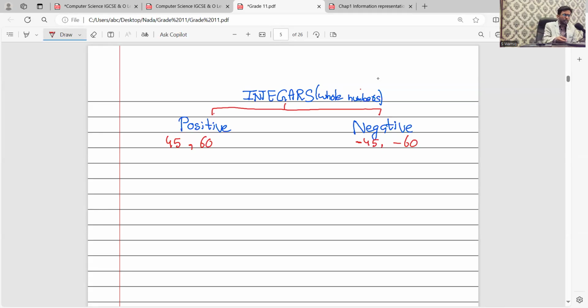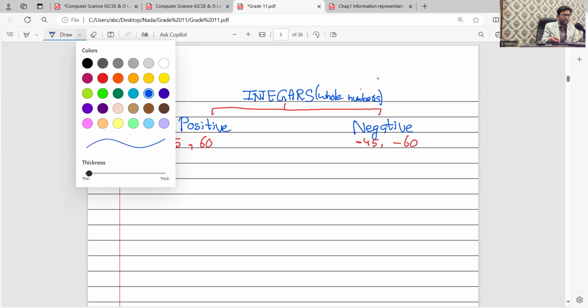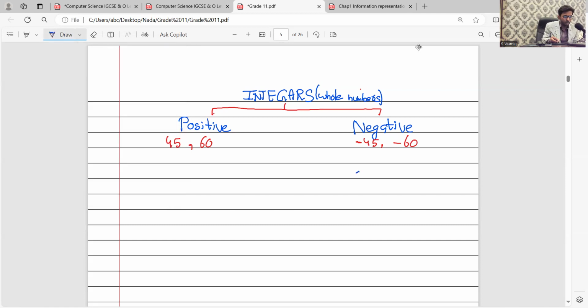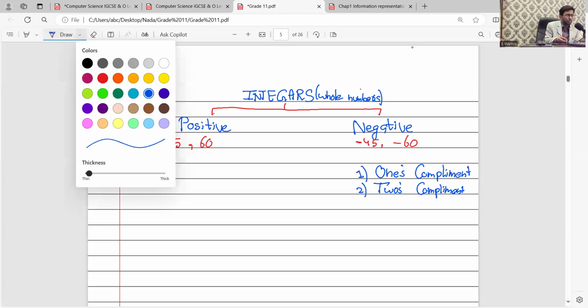For working with these negative conversions, there are two methods. One method I use in converting them is one's complement, and the other method is two's complement. This is the reason that I have one's complement and two's complement. So now let's get into the concept.